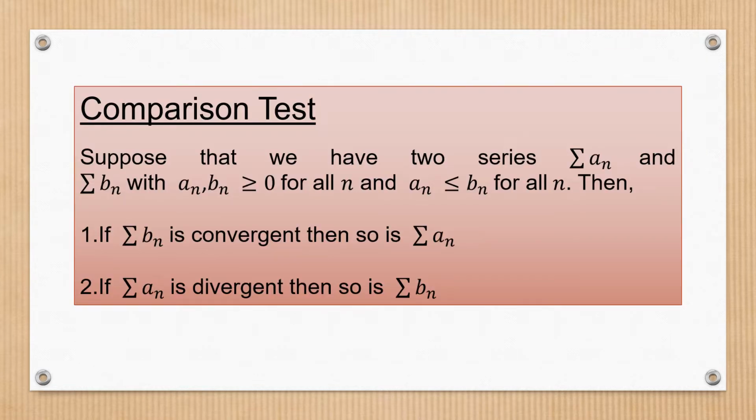So, comparison test. Suppose that we have two series, an and bn, with sequences an and bn greater than or equal to 0 for all n, and that the sequence an is less than or equal to the sequence bn for all n. Then, if the series bn is convergent, then so is the series an. If the series an is divergent, then so is the series bn.